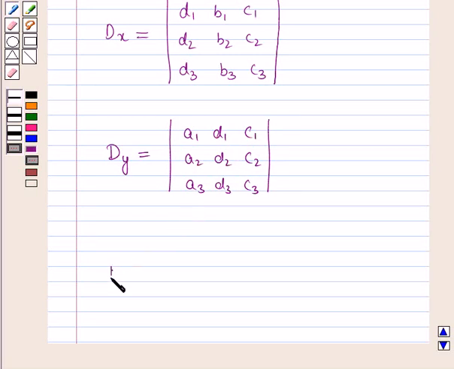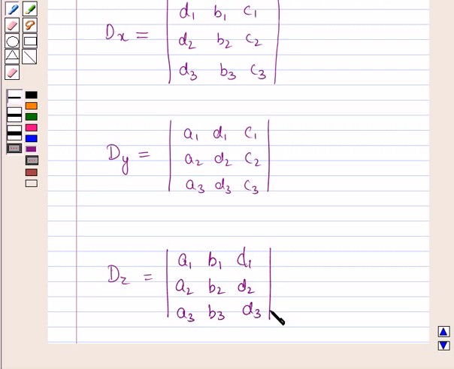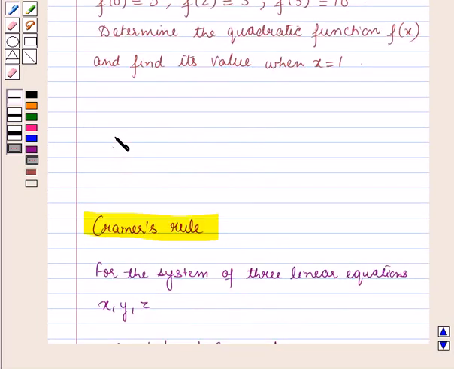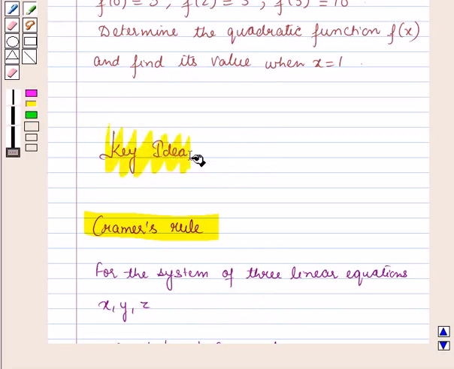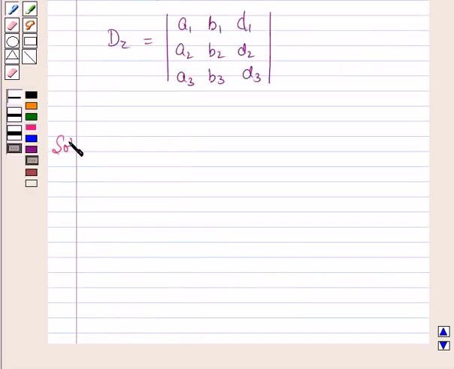And the determinant dz is equal to the determinant with the elements in the first row as a1, b1, d1, elements in the second row as a2, b2, d2, and elements in the third row as a3, b3, d3. Now, this result will work out as a key idea for solving out this question. And now, we will start with the solution.